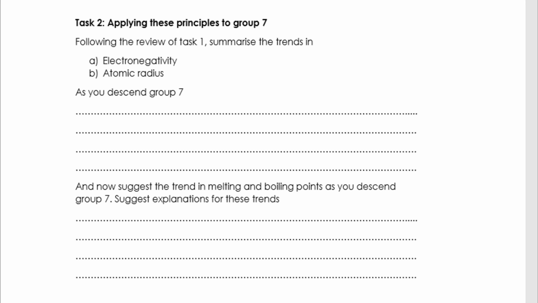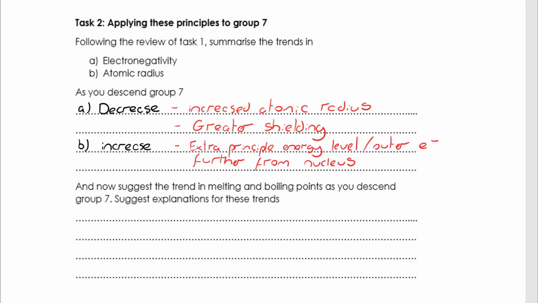Okay, and let's move on. So the electronegativity, we've just said, decreases down a group because there's an increased atomic radius and there is greater shielding. So we're just applying what we've spoken about to the specifics of group 7. And we have already said that down a group, atomic radius increases. So that's true for group 7 because there's an extra principal energy level, outer electrons are further from the nucleus, and there is an increase in shielding.